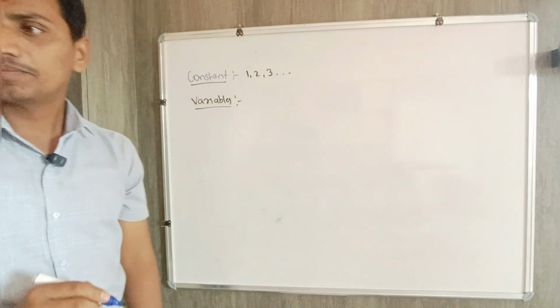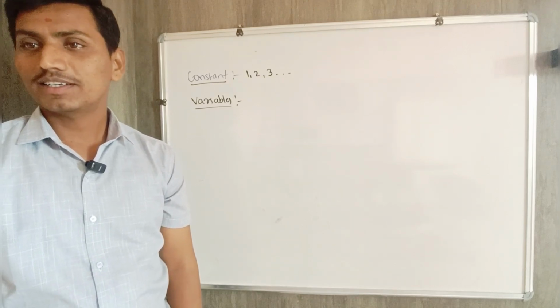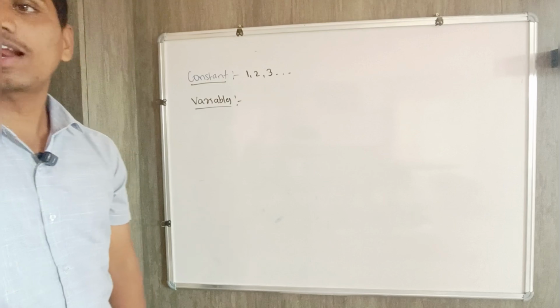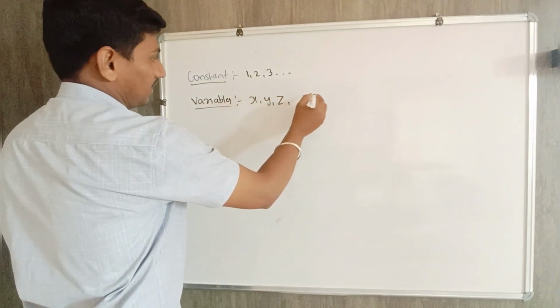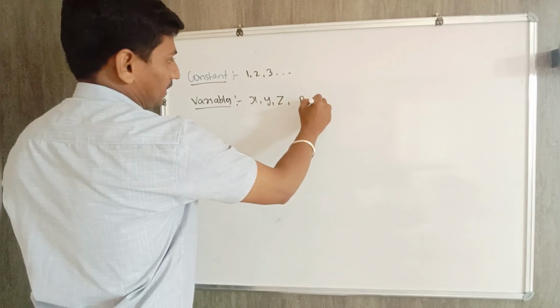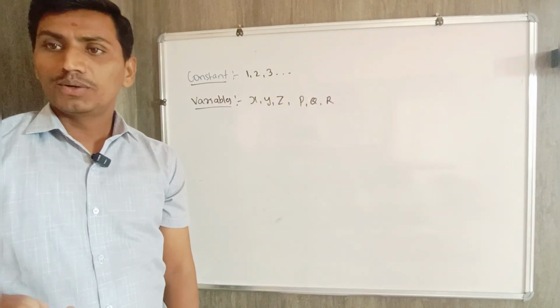Next, variable. Variable means what? Variables means unknown numbers or alphabets. X, Y, Z, and next P, Q, R, any. Okay, these all are variables.